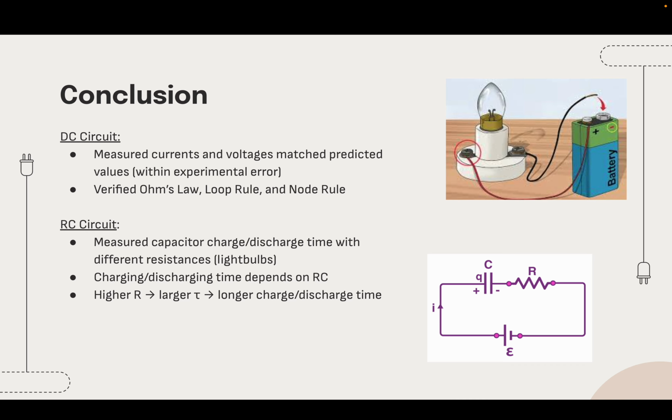So, in conclusion, our measured currents and voltages match predicted values with an error. This allows us to verify Ohm's law, the loop rule, and the node rule. For our RC circuit, we measured the capacitor charge and discharge times with different light bulbs. This shows us that the charge and discharge time depends on RC, because having a higher resistance gave us a longer charge and discharge time.